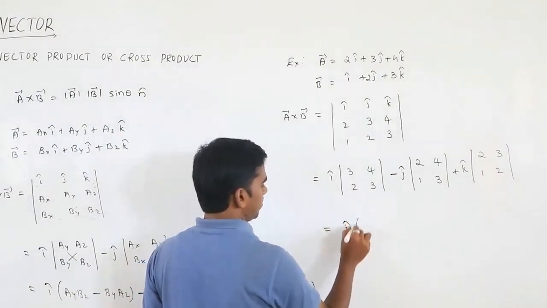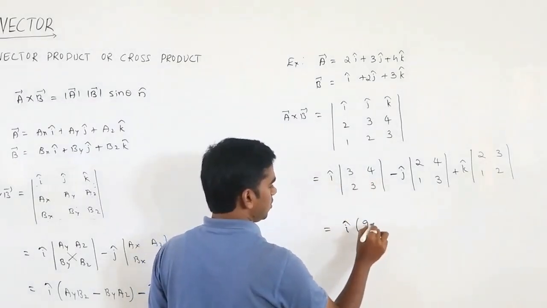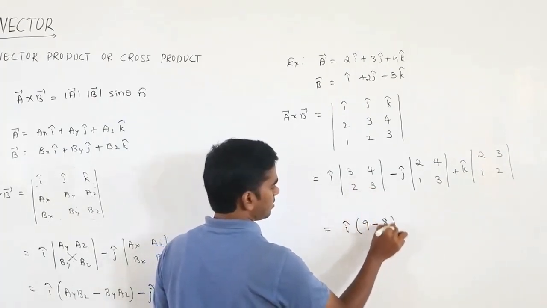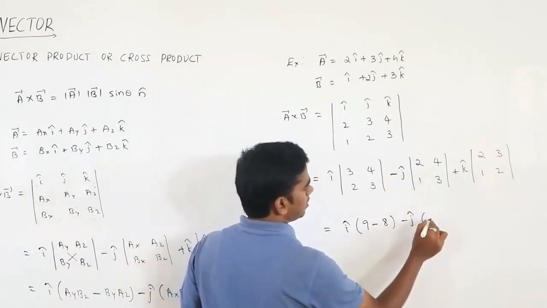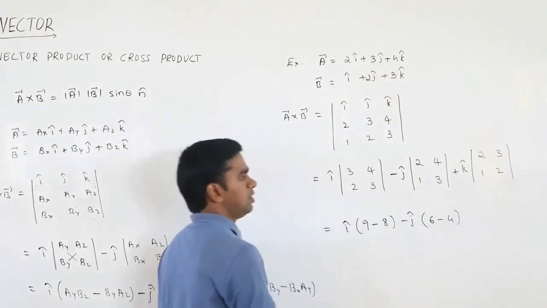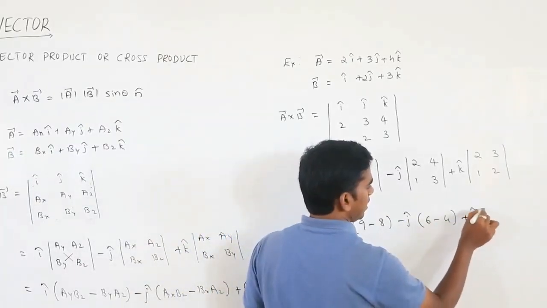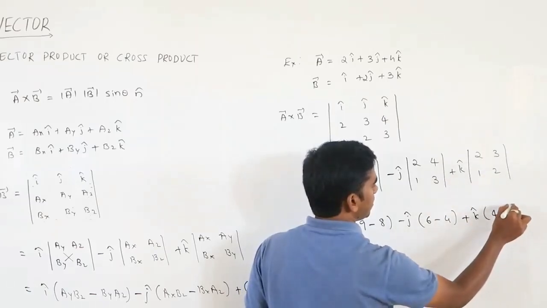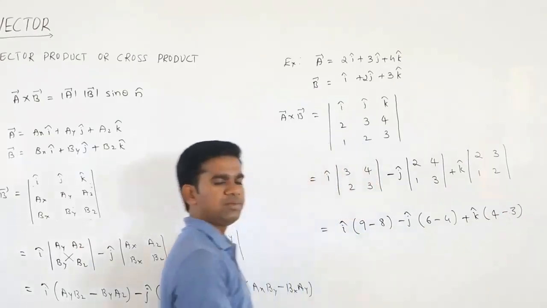So what you have to do? Multiply these two. 3 into 3, 9. 2 into 4, so you have to take negative because the negative is there. Minus 4 into 2 is 8. Minus j cap. So 2 into 3, 6 minus 4 into 1, 4. Yes or no? Okay, so next plus k cap, 2 into 2, 4 minus 1 into 3, it is 3. Okay. So this is what we got.